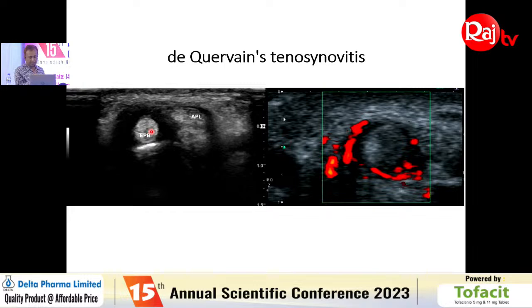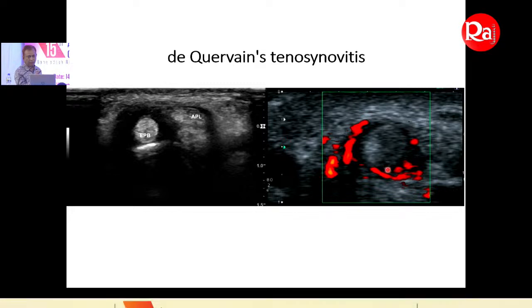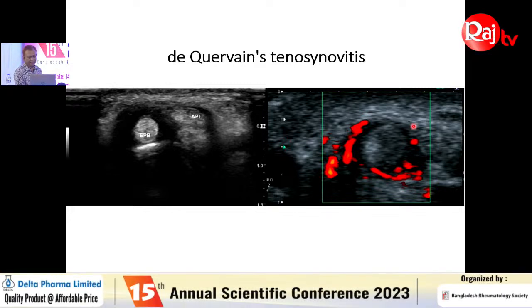Here is the extensor pollicis brevis tendon, and around the extensor pollicis brevis tendon there is fluid, and also while we put the Doppler signals, there is marked Doppler activity, and that is grade 2 to 3 Doppler activity, which shows that this is de Quervain tenosynovitis. And ultrasonogram can also give us an anatomical site to identify the sheath, and we can put the needle here and give steroid, and the patient will feel free from the pain and inflammation.